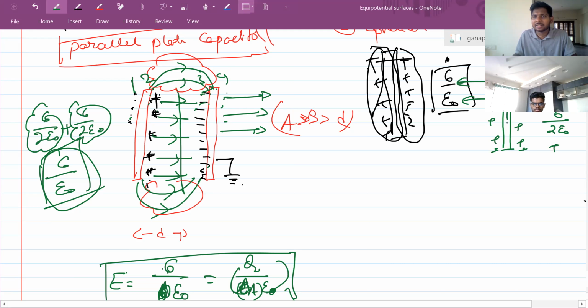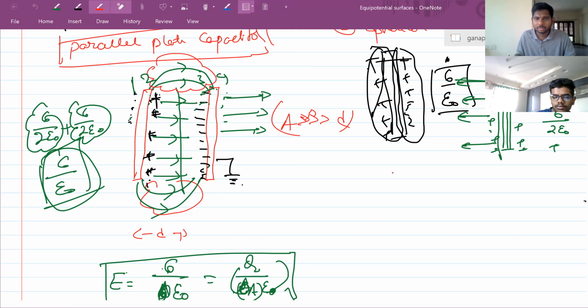Inside the conductor, you have to have zero. That means they both should be equal and opposite, at least inside. But outside, from this end also it will flow in the same direction, and from this end also it will flow in the same direction. Then how has it become sigma by 2 epsilon naught?